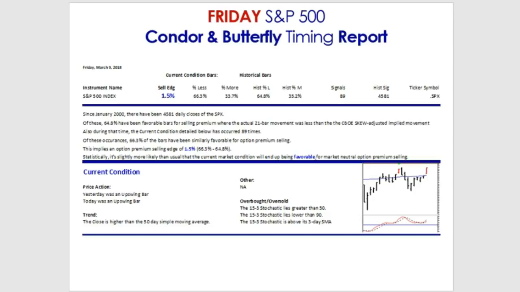Of those 89 times, 66.3% of those bars were similarly favorable. So pretty much a wash. It implies a slight selling edge of 1.5%, not much, but that's the report here. So statistically, it's just slightly more likely than usual that the current market condition will end up being a favorable one for market neutral option premium selling. Those of you that trade condors and butterflies, selling premium in a market neutral fashion. Okay, so that's the Condor Butterfly report.